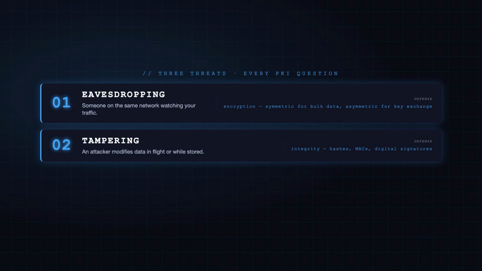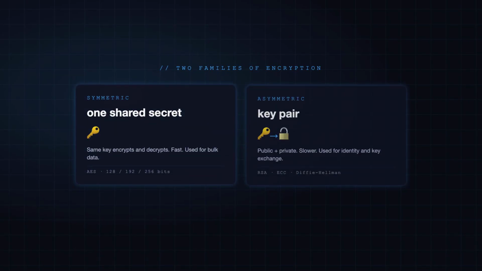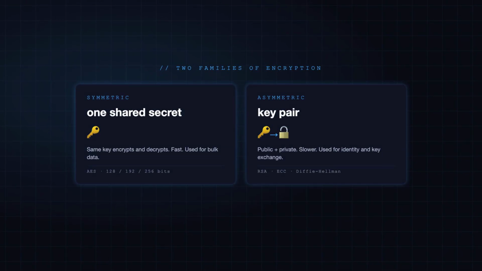Number 2, tampering. An attacker modifies the data while it's in flight or while it's stored. The defense is integrity: hashes, message authentication codes, signatures. Number 3, impersonation. An attacker pretends to be a trusted party. The defense is authentication, certificates issued by a CA you trust. Every PKI question on the test is, at its core, a question about which of these 3 threats is being addressed. With that frame in your head, let's get into the actual mechanics.